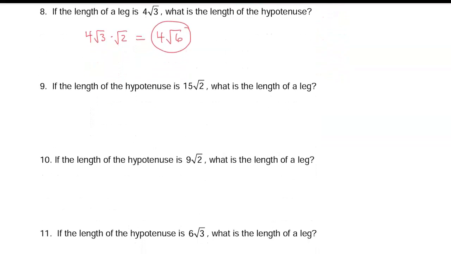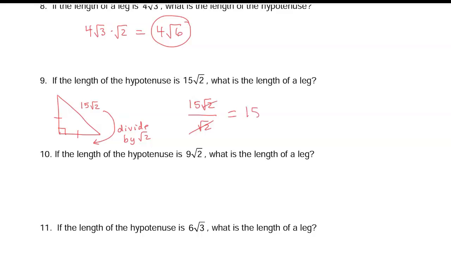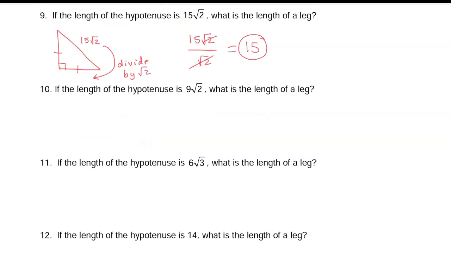Now we'll have questions where they give us the hypotenuse. So I'm going to draw a picture on the first one. Draw the right angle, draw the legs congruent, and now you have a 45, 45, 90. The hypotenuse is 15 root 2. To go backwards now, I'm going to divide by root 2. So 15 root 2 divided by root 2 is going to get me 15. Now you try the next three and then turn the video back on to see the answers.